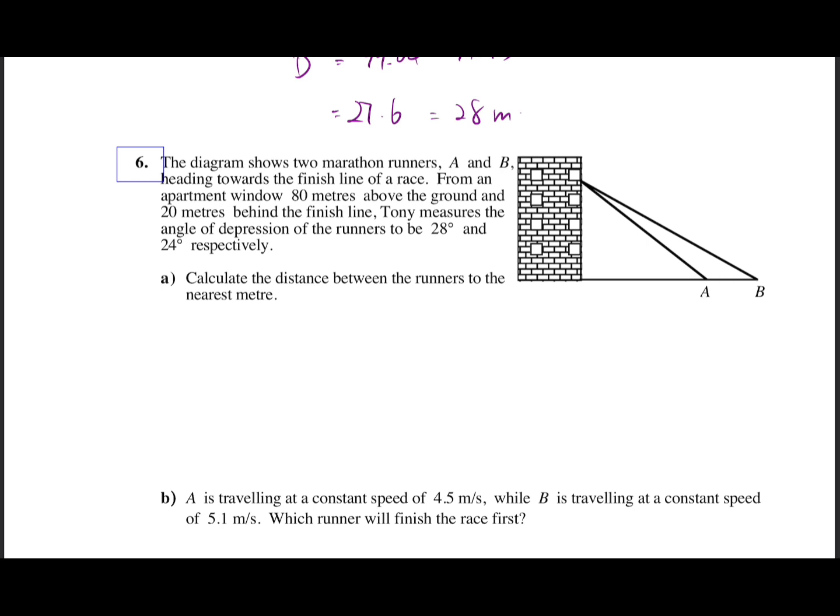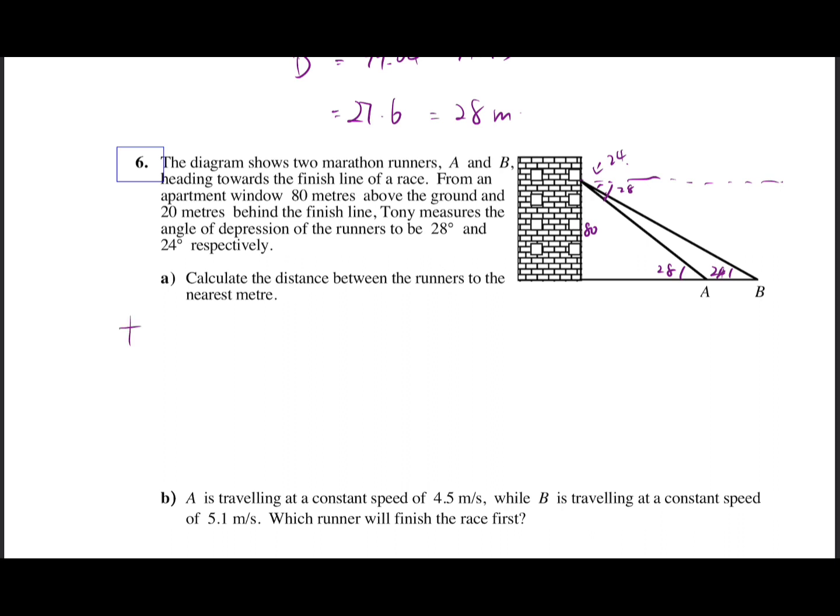The diagram shows AB, and the apartment is 80 meters, so that's the height, and 20 meters behind the finish line, and we measure the angle. The angle of depression is 28, so this one is 28, and this one is 24 because the angles of elevation and depression are the same. So this one is 28, and the small one is 24, and then we need to find the distance between each other.